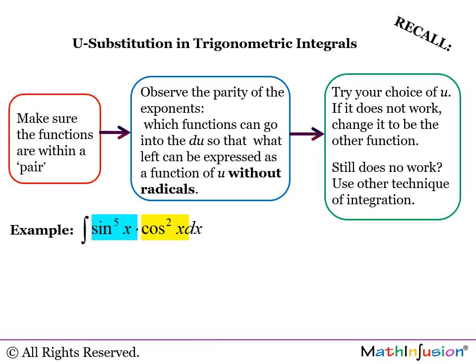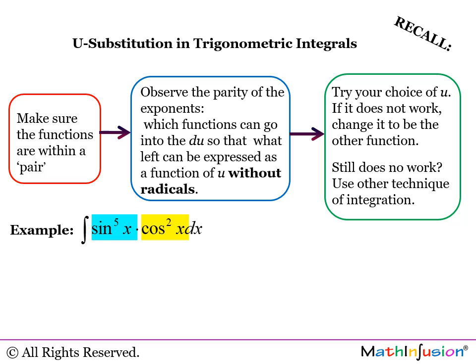Let's start with an example of the pair sine and cosine. We have to integrate sine x to the power of 5, this is an odd exponent, times cosine x to the power of 2, which is an even exponent, dx. The truth is that most trigonometric integrals are just a sophisticated U substitution.